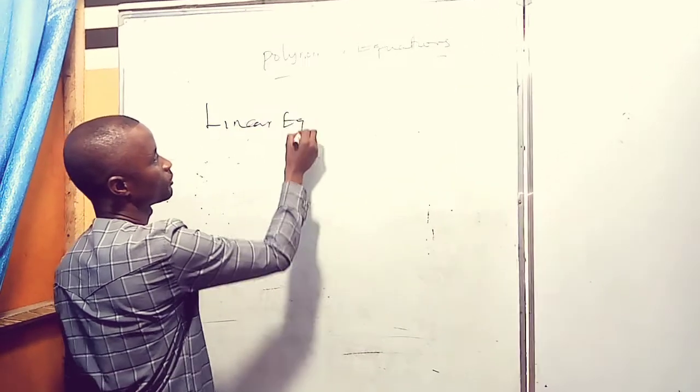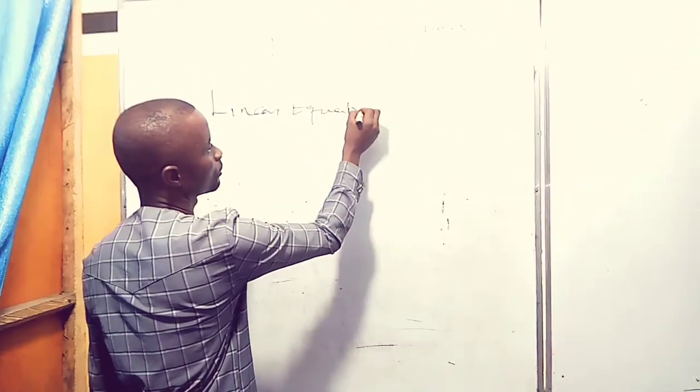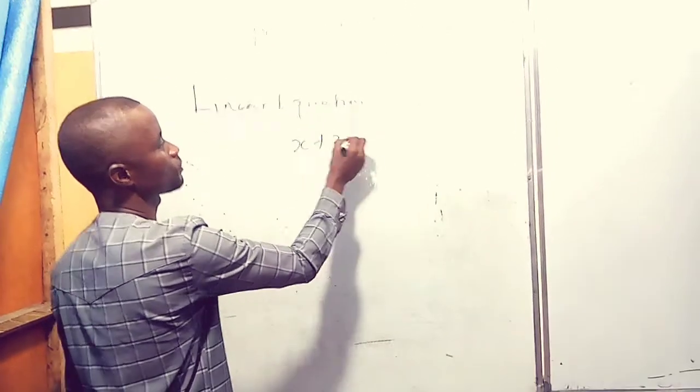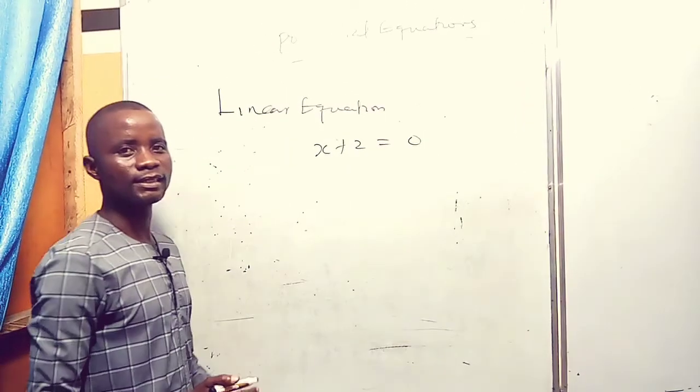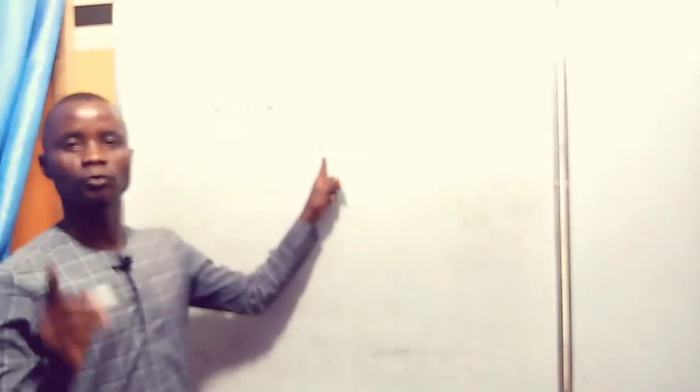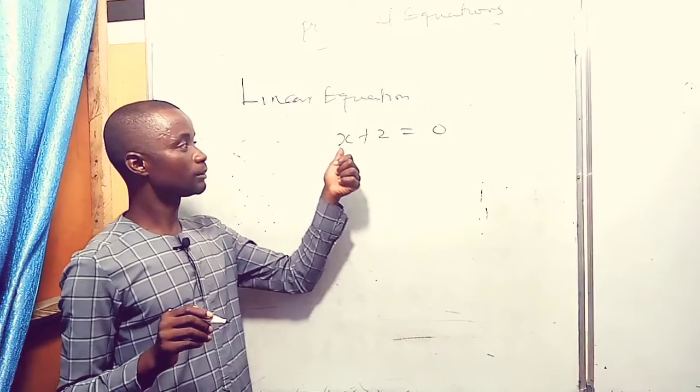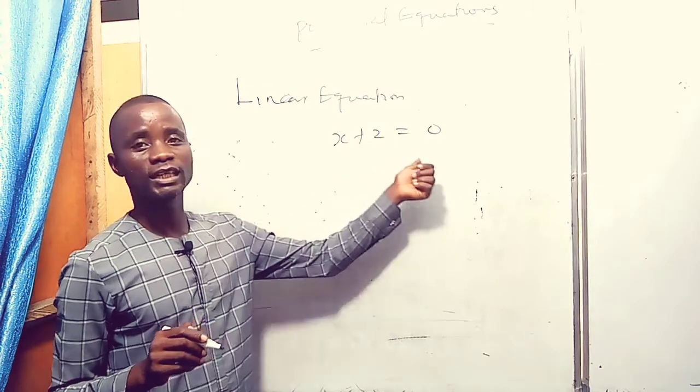Linear equation, when you have x plus 2 is equal to 0. In this case, the value of x is 1, and then therefore, the value of variable is 1. Based on that, this equation is regarded as just simple and linear equations. That's what we call linear or simple equations.